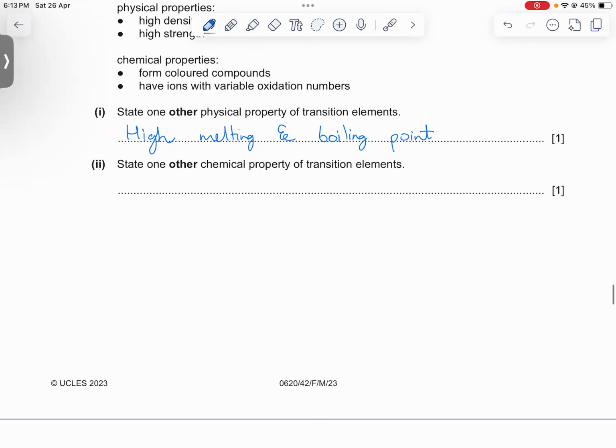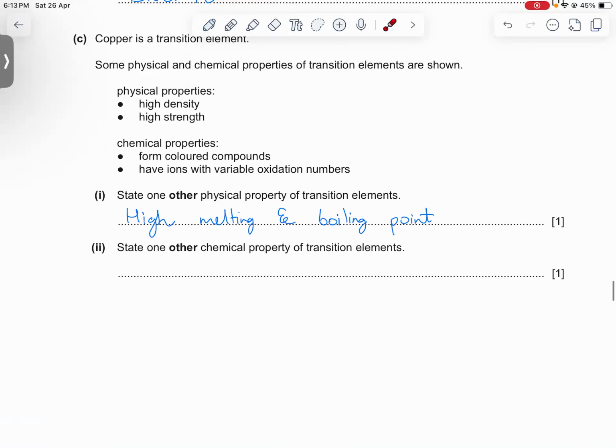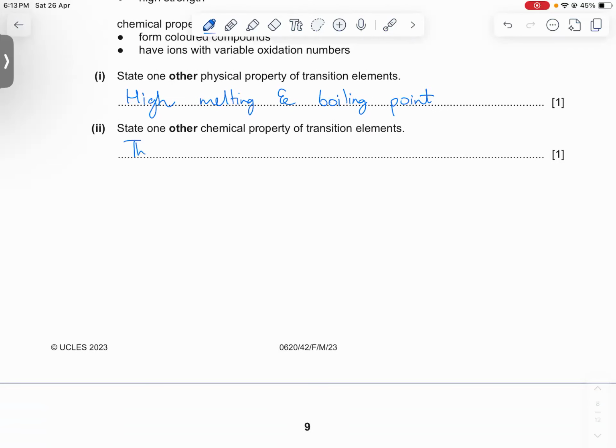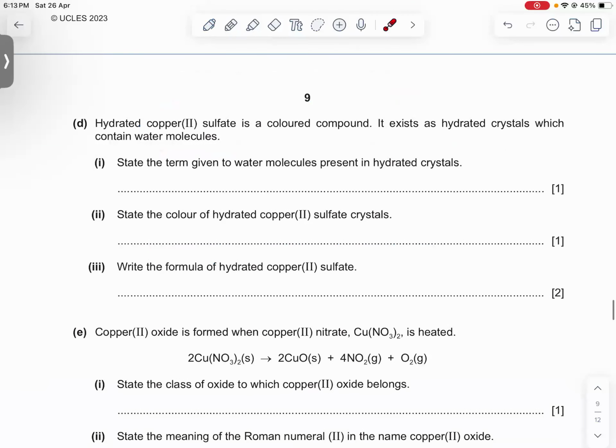Next, state one other chemical property of transition elements. There were only three specific properties of transition elements, two of which are written over here. The third one is that they also act as catalysts.